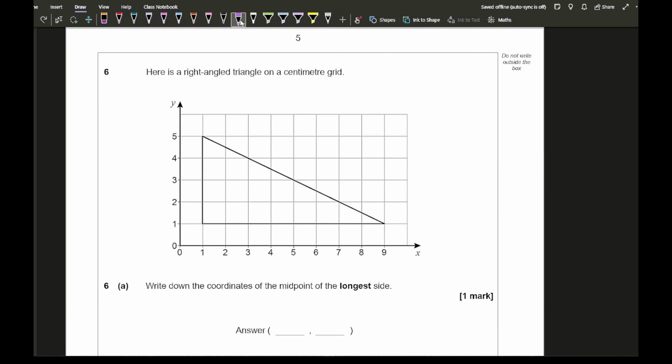Moving on to question 6, it says that here is a right angle triangle on a centimetre grid. Write down the coordinate of the midpoint of the longest side. Well, the longest side is this side here, and the midpoint of that, as you can see, is going to be this point here. So just need to write down the coordinate of that point, and that's going to be 5 across and 3 up. So just need to write 5, 3.